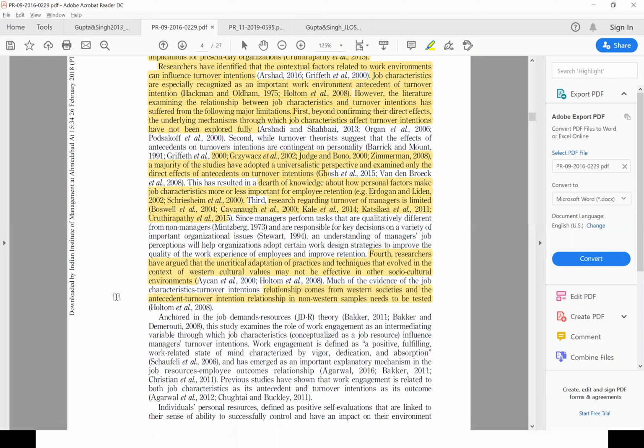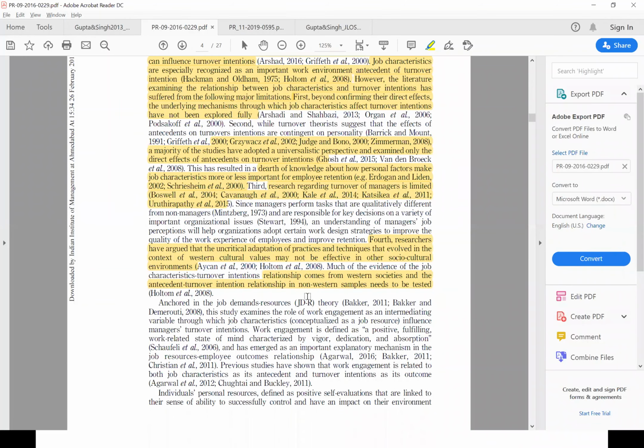So if you see, I was talking about each study having at least about 2 to 3 contributions. So we are saying we will look at job characteristics, the process, the mechanism through which job characteristics and turnover are related. Then we are going to look at the role of personality. Then we are going to look at the role of a non-Western sample.